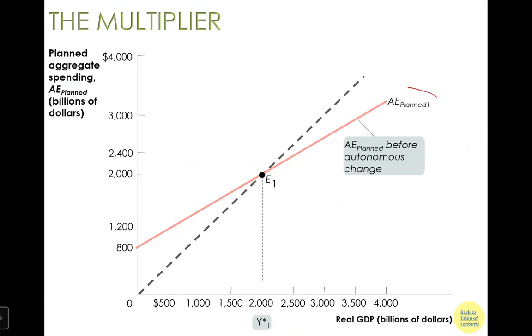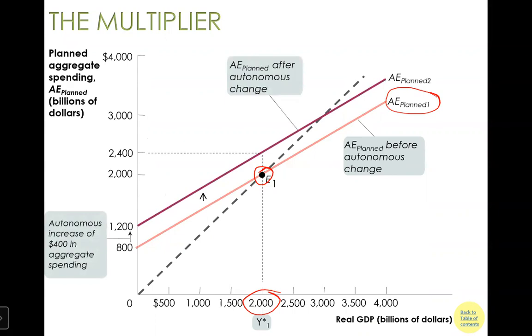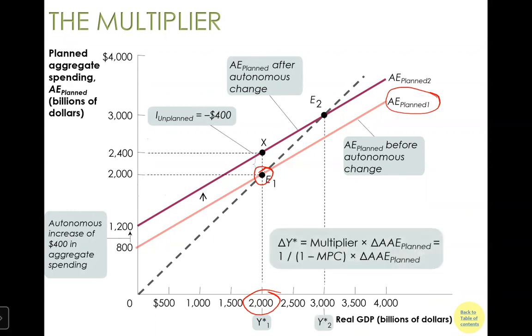So this is the aggregate expenditure before we change, and it crosses the 45-degree line. We have the initial equilibrium, which is 2,000. Now, for some reason, either the interest rate declines or wealth increases, the curve shifts up by 400. All right, so now what happens in equilibrium? You will notice the equilibrium becomes 3,000.